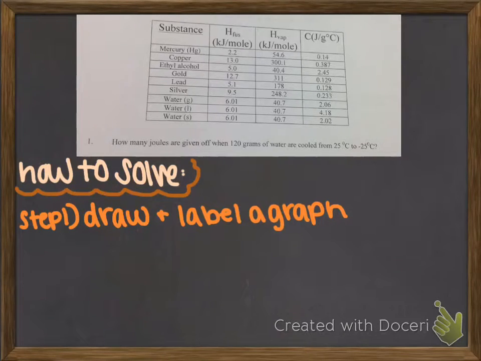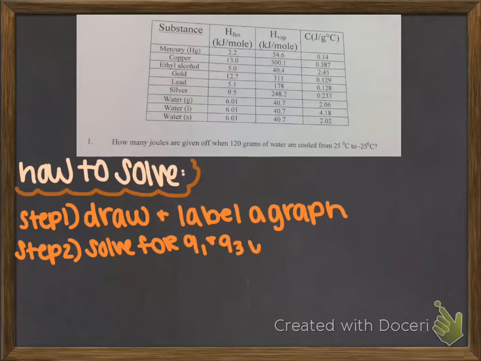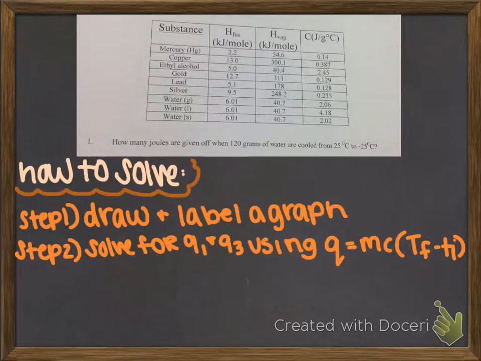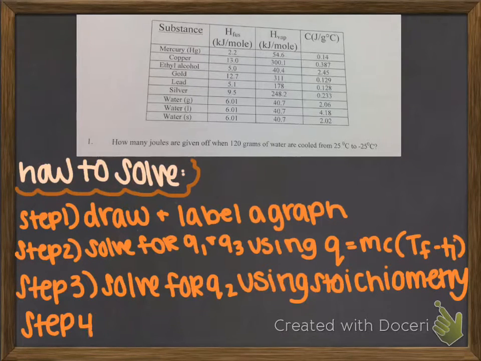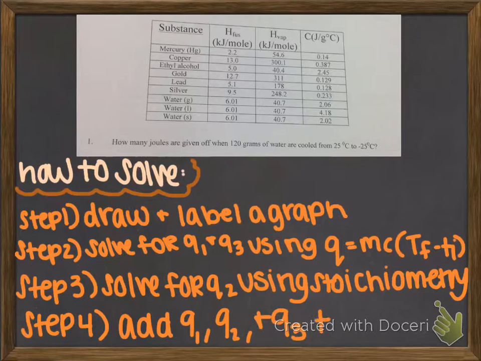The first step is to draw and label a graph, and that's really going to help you visualize information needed for the upcoming steps. Step 2, we're going to solve for Q1 and Q3 using MCΔT. We're just doing Q1 and Q3 because we're doing something different for Q2, which is step 3, where we solve for Q2 using stoichiometry. Then finally, step 4, we add all 3 Q's together to get the final answer.